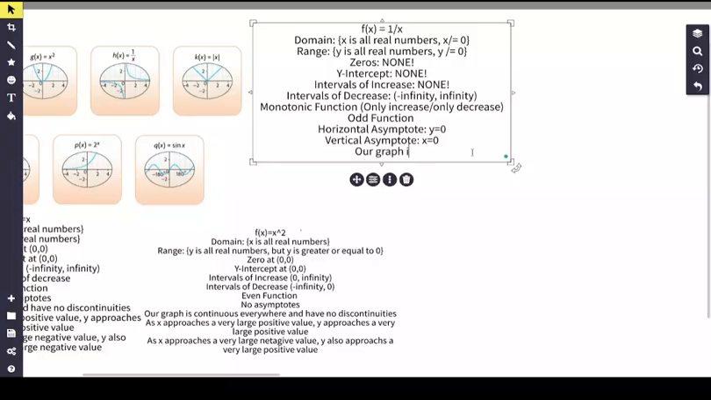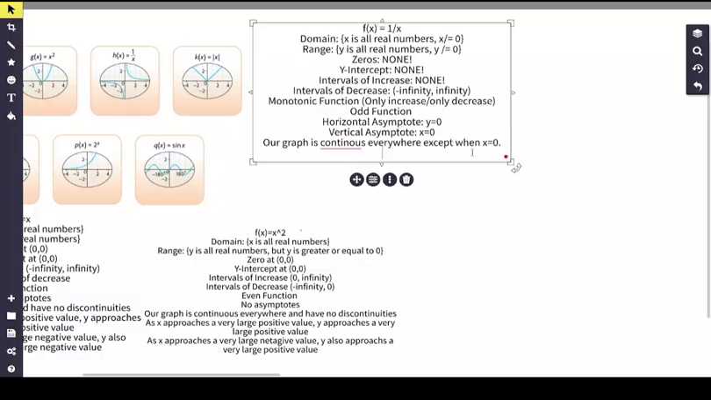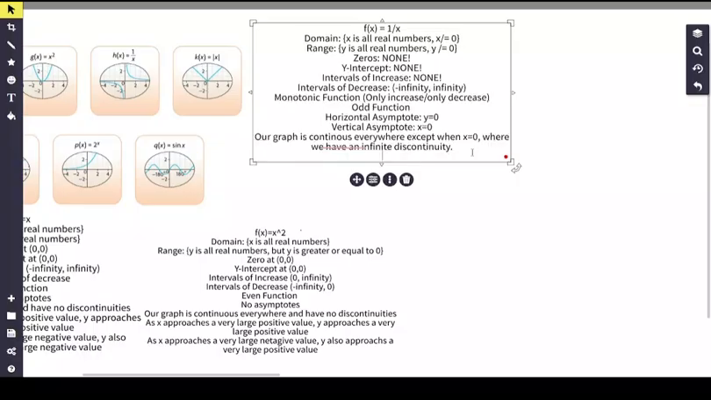Our graph is continuous everywhere except when x equals 0. So that's our only point of discontinuity, where we have an infinite discontinuity. Whenever we have an asymptote, it's called an infinite discontinuity.